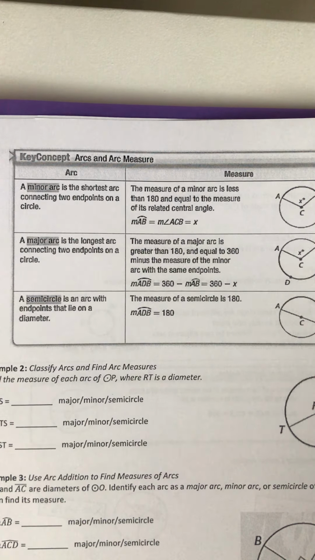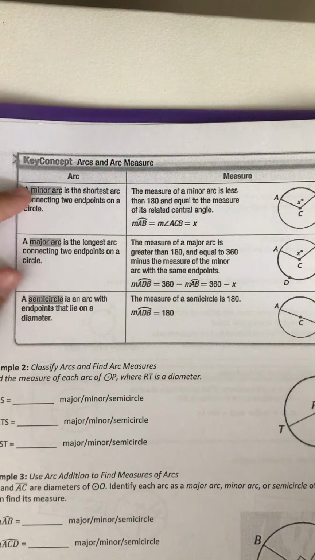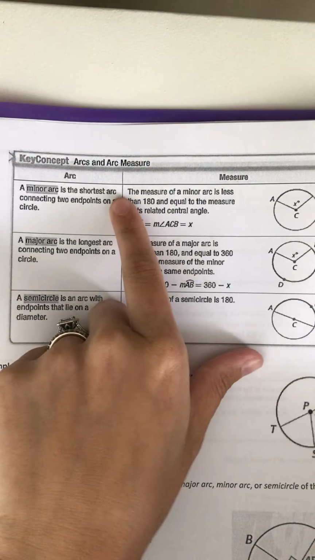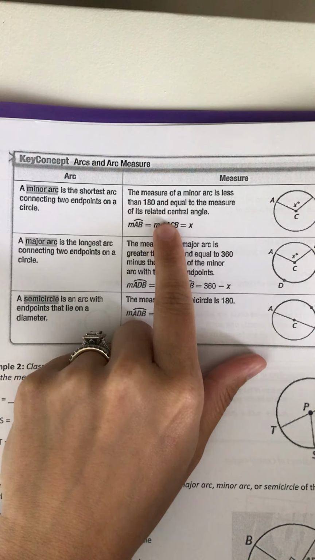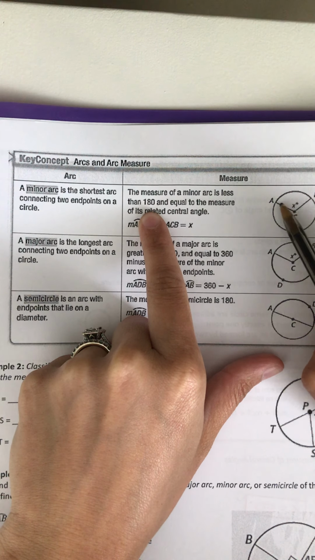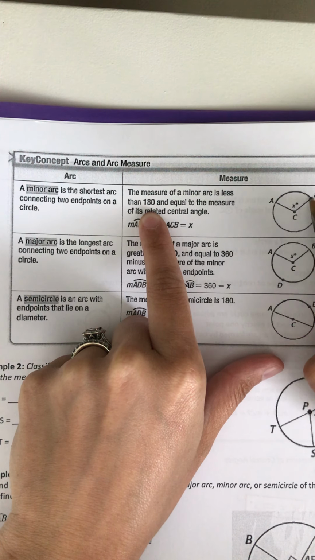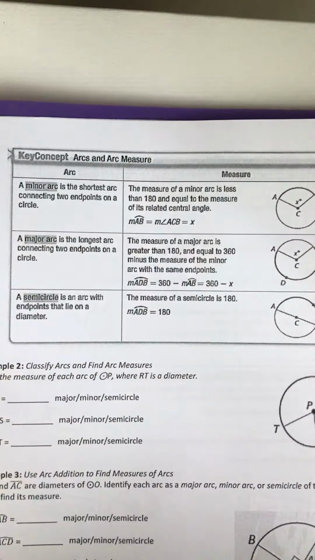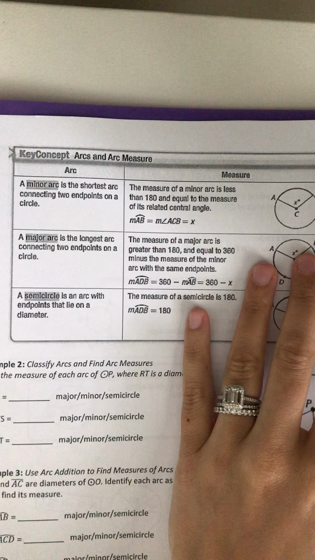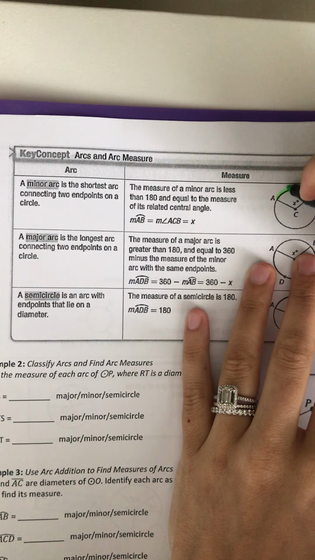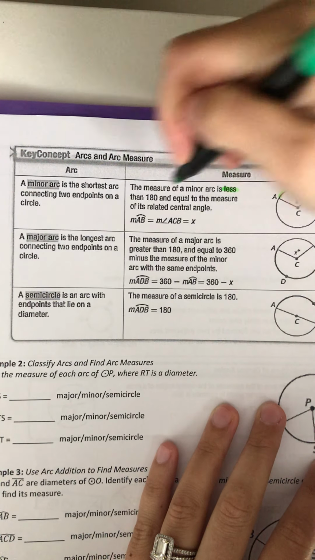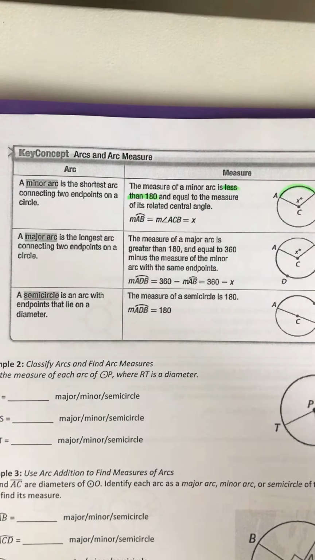So in my introduction to circles video, I talked about a minor arc, a major arc, and a semicircle. A minor arc is any arc that is less than 180 degrees. So whatever your angle is, that corresponds with what your arc is. So my arc is going to be less than 180 degrees. So we're talking about this arc here, arc AB, and it is less than 180.